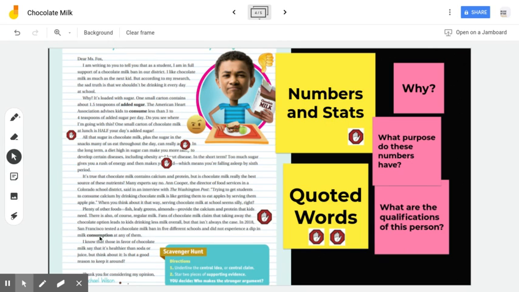I know that those in favor of chocolate milk say that it's healthier than soda or juice, but think about it. Is that good reason to keep it around? Thank you for considering my opinion.